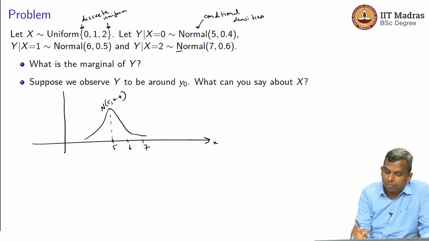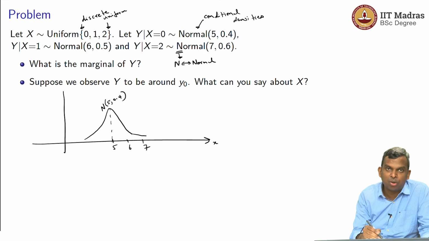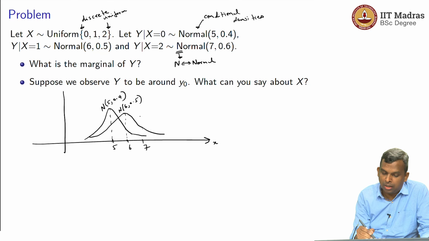This n is an abbreviation for normal. It's a very common abbreviation. I'll also use it quite often. It's difficult to write normal all the time, so I'll just write n. And then you've got normal 6 comma 0.5, so slightly higher variance, so it will go a little lower and then a bit wider. I'm not drawing this to scale. If you do it on a computer, you'll get a better picture. So this is normal 6 comma 0.5. Likewise, this is normal 7 comma 0.6. So this will go a little bit lower, and then maybe something like that.